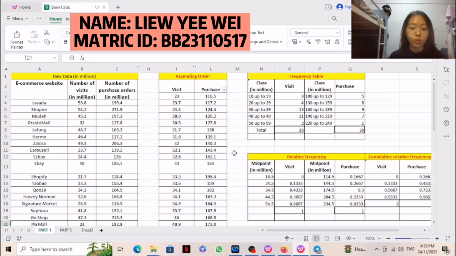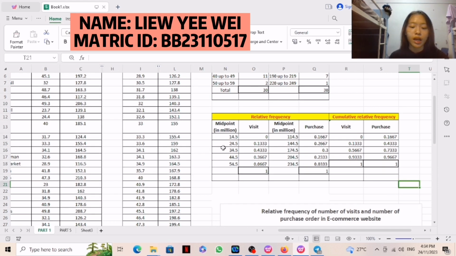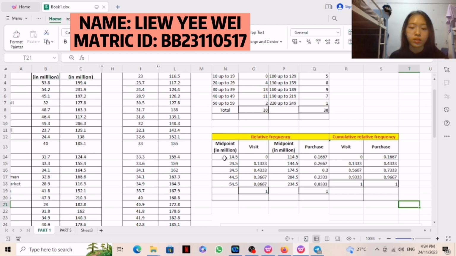First of all, we need to build an ascending order table and a frequency table that consists of the frequency of number of visits and number of purchase orders in the e-commerce website. After that, find the midpoint by dividing the sum of two values, such as dividing the sum of 19 and 10 by 2 and getting the midpoint 14.5. To find the relative frequency, divide the frequency by the total number of data values.